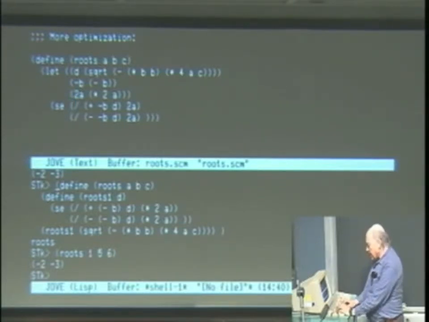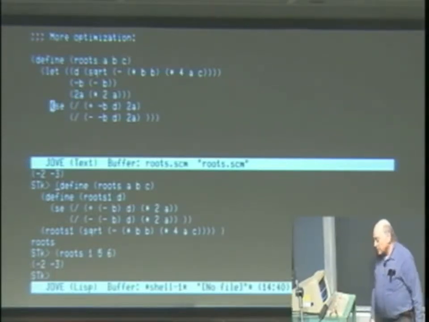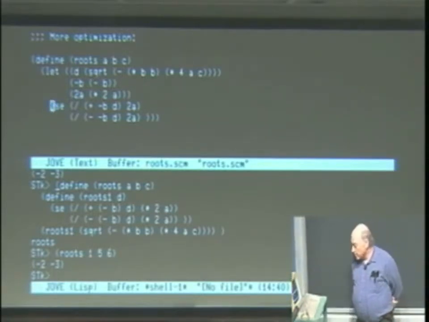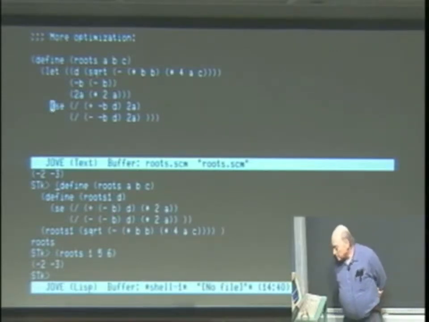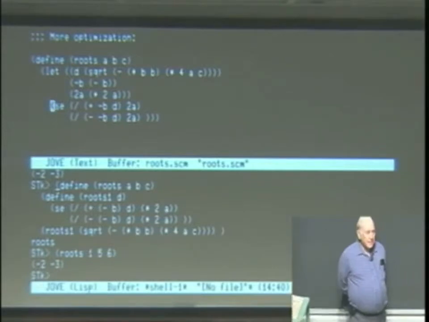And then the body actually is really nice. It's square root of, I'm sorry, not square root of, it's minus b plus d over 2a and minus b minus d over 2a. Okay? So that's let.